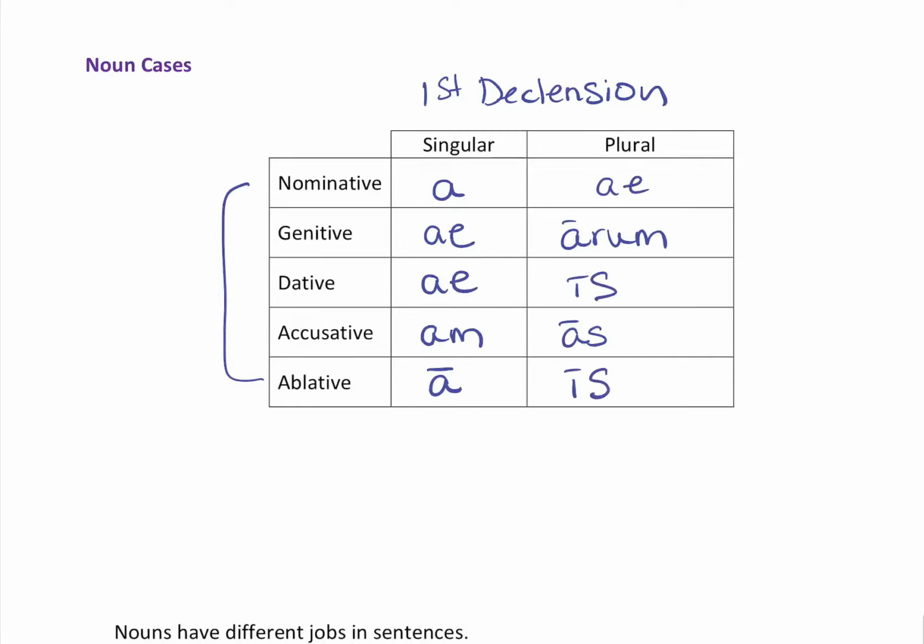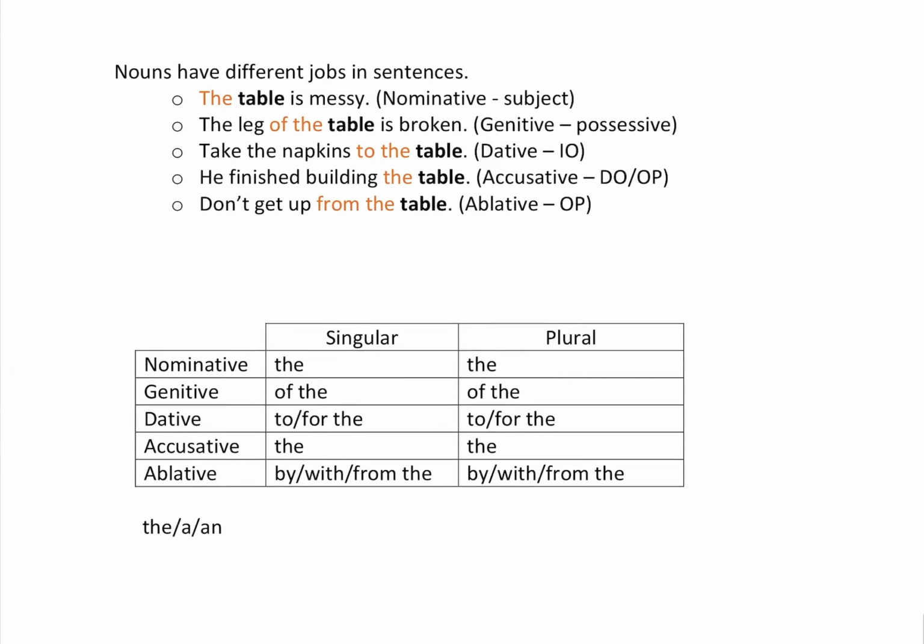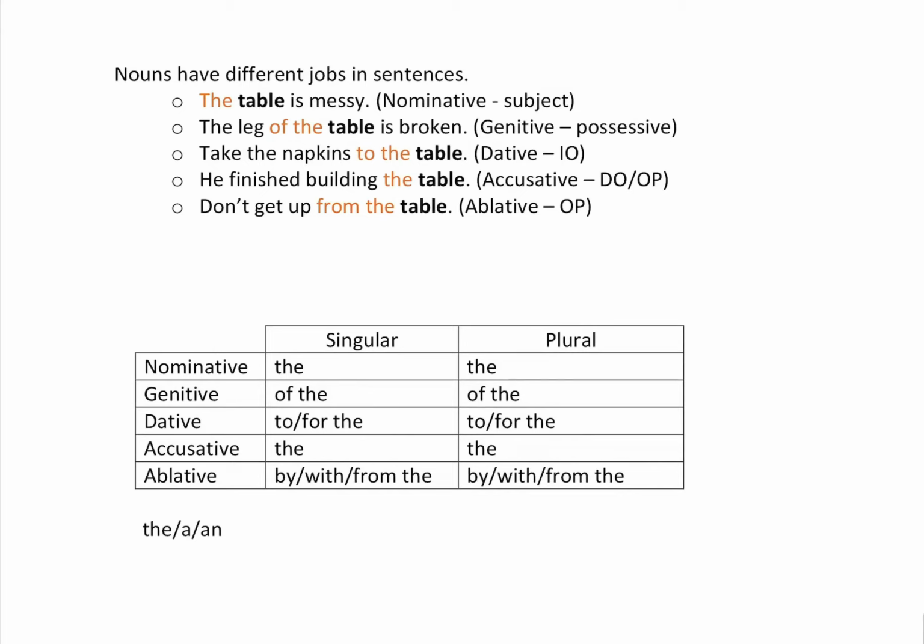Okay. So, nouns have different jobs in sentences. Let's take a look at the English first. If I said the table is messy, that's called nominative in Latin, and that's the subject of the sentence. If I use table in a different way, and say the leg of the table is broken, that's genitive, or what in English we call possessive.